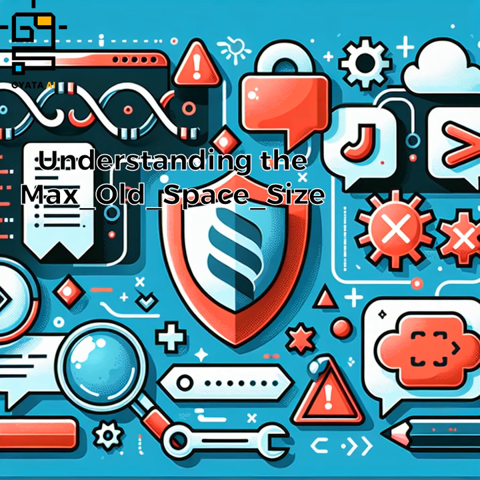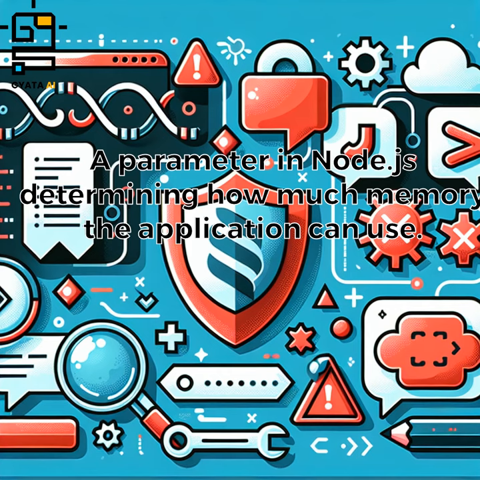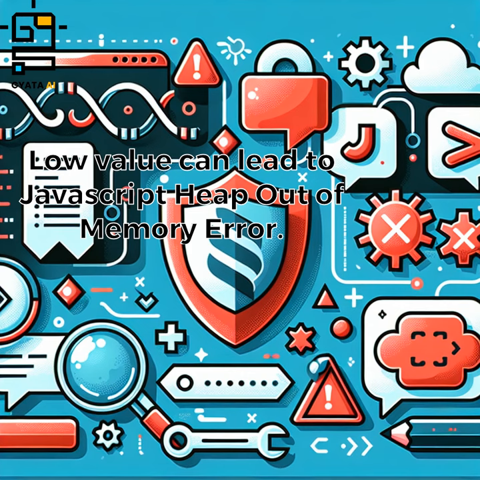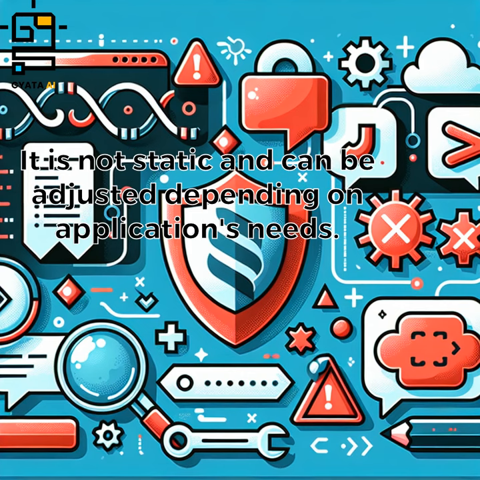Understanding the max old space size, a parameter in Node.js determining how much memory the application can use. A low value can lead to the JavaScript heap out of memory error. It is not static and can be adjusted depending on the application's needs.